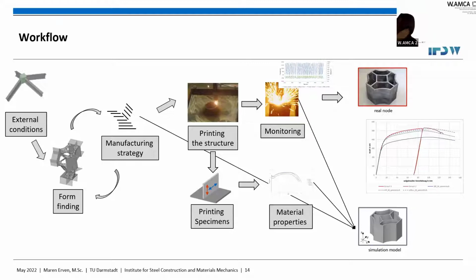So in the end, I would suggest this workflow. You have some external conditions, and then you do the form finding, but you have to think about the manufacturing strategy and put some things into your form. Then you print the structure, and with the same parameters, you also print some reference specimens and get the material properties. You have to monitor the process, and then you can put the manufacturing strategy, the material properties, and the monitoring, like failures, into the simulation model. And I hope that you can calculate the load bearing capacity.